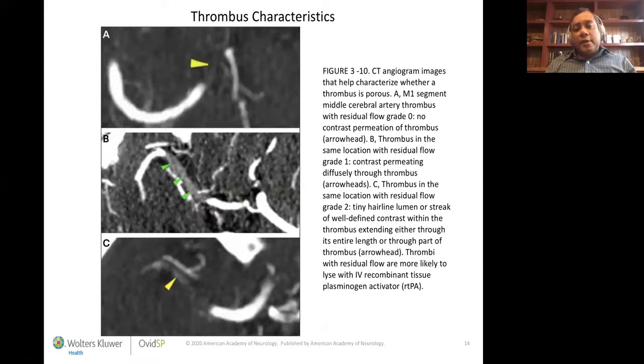This has clinical implications. Patients who are thrombolyzed who have clot characteristics like in B or in C have a higher likelihood of dissolving with intravenous TPA. In our experience, sometimes these clots can actually dissolve super fast, maybe even within 20 minutes of thrombolysis. And so you can look at the clot characteristics on a CT angiogram and get some estimate of the likelihood of this person's thrombus dissolving with intravenous thrombolysis.